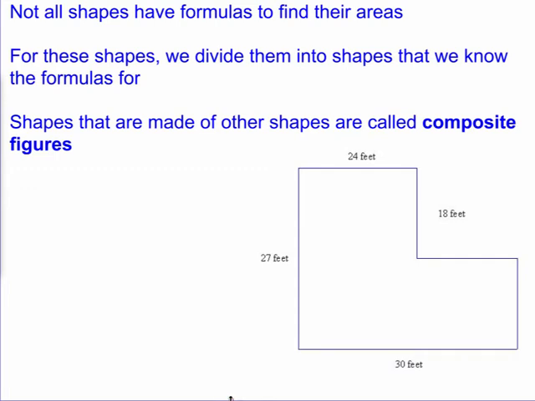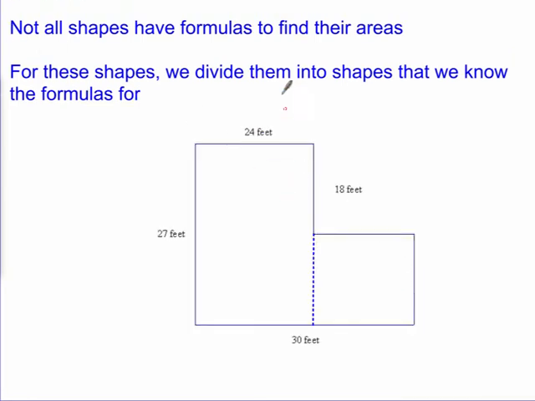All right. But not all shapes have formulas to find their areas. And for these shapes, like this one here, this sort of L shape, it's not a rectangle, it's not a square, it's not a triangle. We don't really know what the formula is for this. And for these shapes, we could just divide them into shapes that we know the formulas for. Okay?